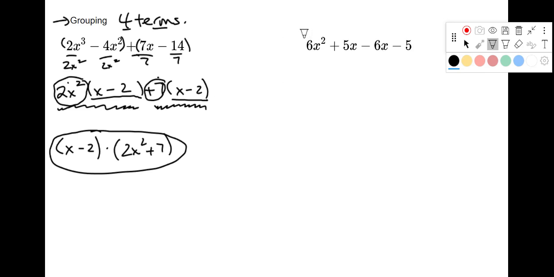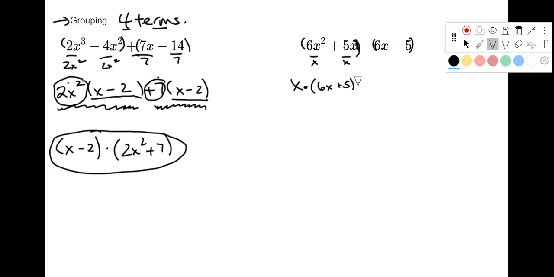Again, it has 4 terms, so this is a grouping problem. I'm going to group my first 2 terms together. I'm going to group my last 2 terms together. So my first 2 terms, there's no GCF between 6 and 5 other than 1. The last, but there's an x squared and an x, so I can take an x out of there. And then I'd be left with 6x plus 5.